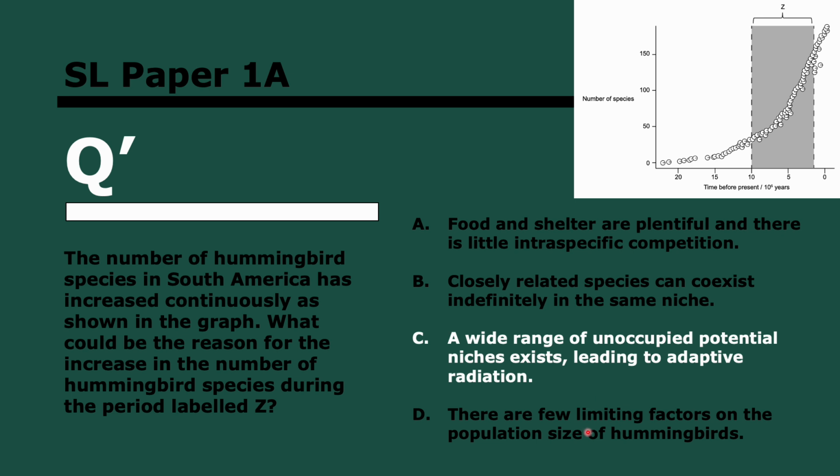And then D doesn't make sense because if there were a few limiting factors, that would just increase the number of the same hummingbird species but not lead to the creation of new species.